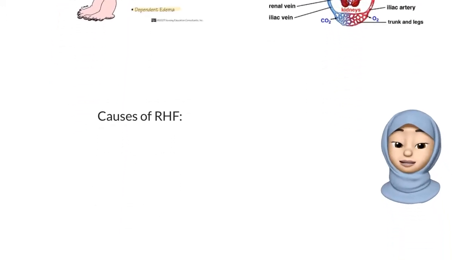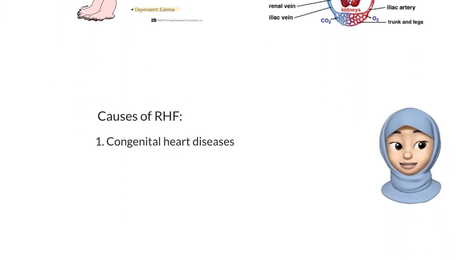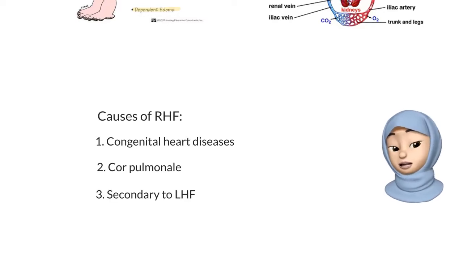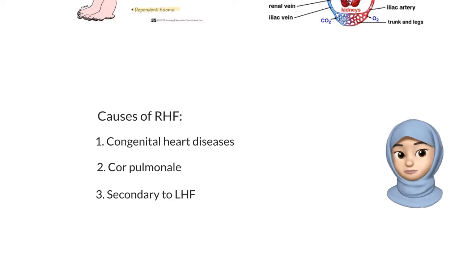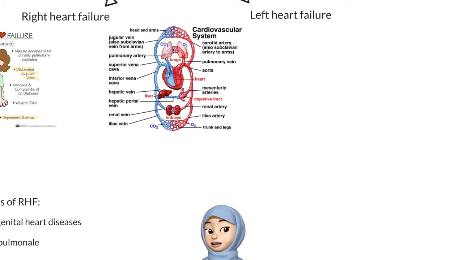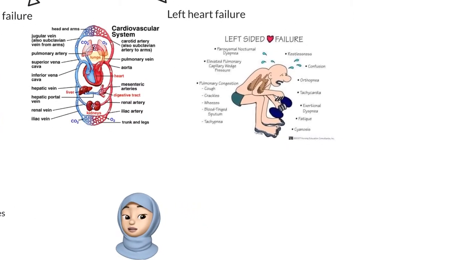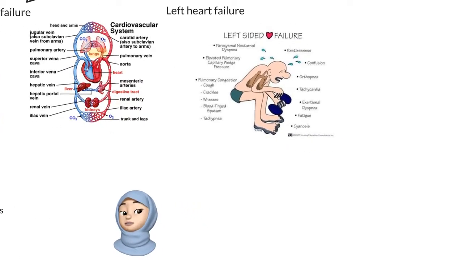Right heart failure is caused by congenital heart disease, cor pulmonale, or it can be secondary to left heart failure. However, left heart failure is much more common than right heart failure. In left heart failure, there's usually a problem in the left ventricle, and this causes a backlog of blood in the left atrium and in the lungs. Remember, in left heart failure, there's congestion of your lungs. So, the clinical presentation will reflect this.